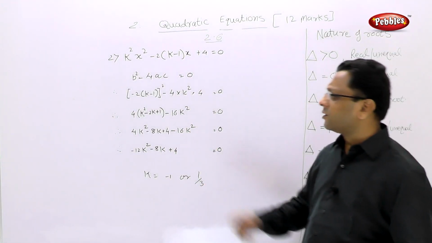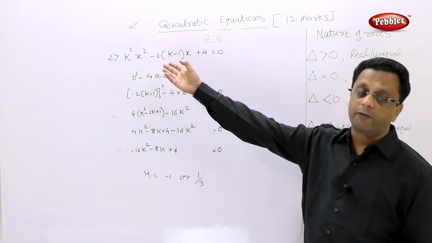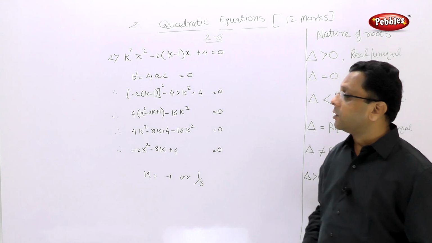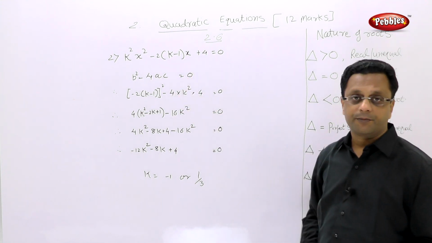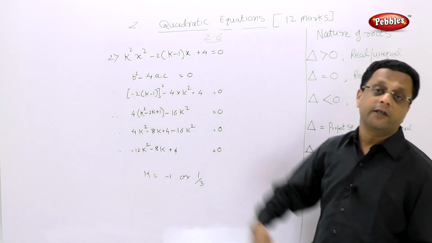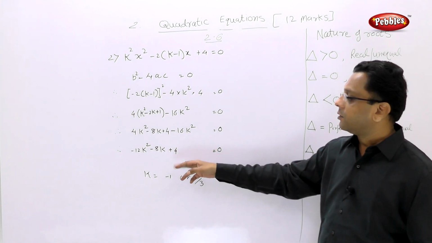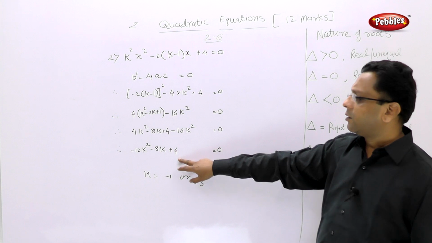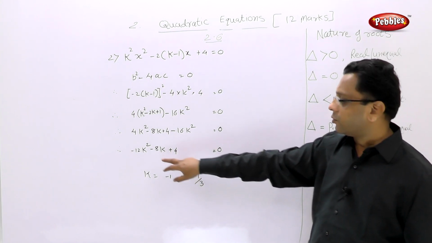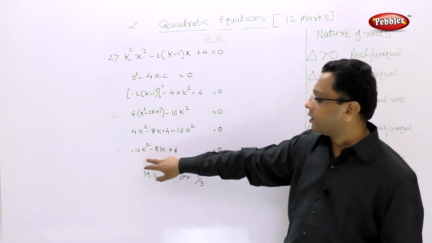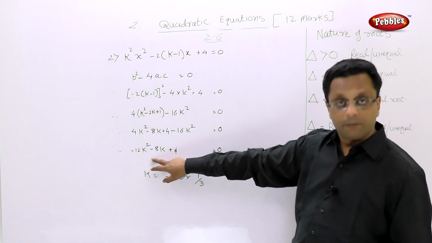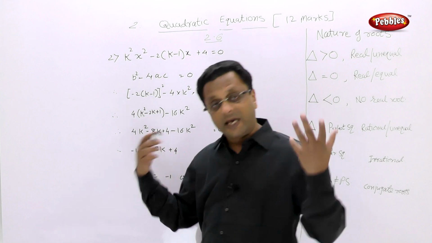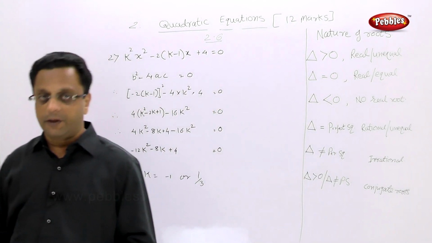So this is another tricky example where you are given one quadratic equation, but to find the value of k, using the discriminant, you have to again solve one more quadratic equation like this. How will you solve this? You can divide this equation by minus 4, so this will become 3k square plus 2k plus 1 equal to 0. Solve that quadratic equation by any method and you will get the value of k.